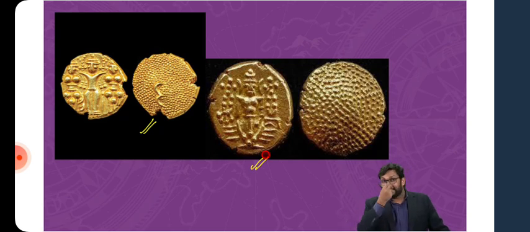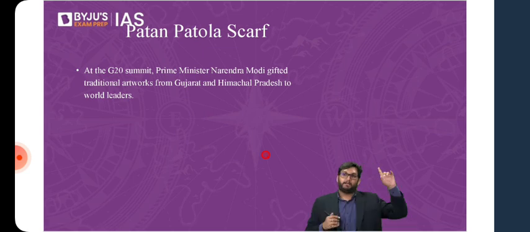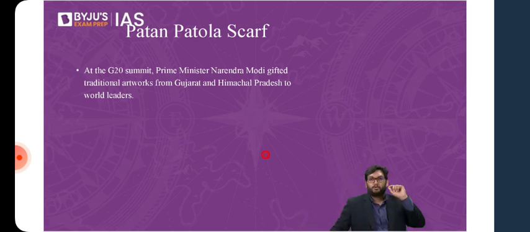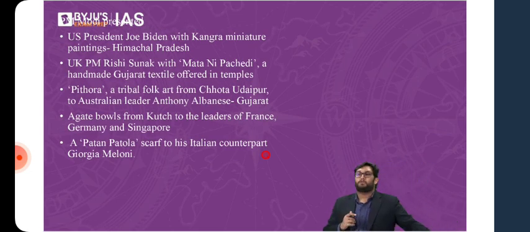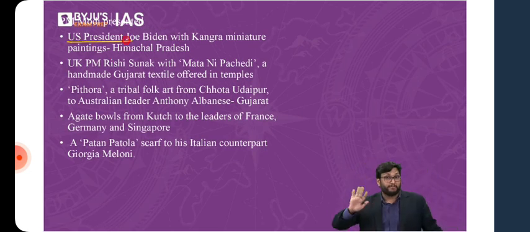Thereafter, when in G20 our Prime Minister went to Indonesia, he took a lot of stuff with him. And the cultural aspects he took with him are very important. So here, there's a list of stuff which you need to know. What was given to Joe Biden? Now this has not been asked in 2023, so it still remains relevant. Joe Biden was given a Kangra miniature painting, a very beautiful tradition coming out of the Pahari painting tradition. And this is from Himachal Pradesh. This is what you need to know.